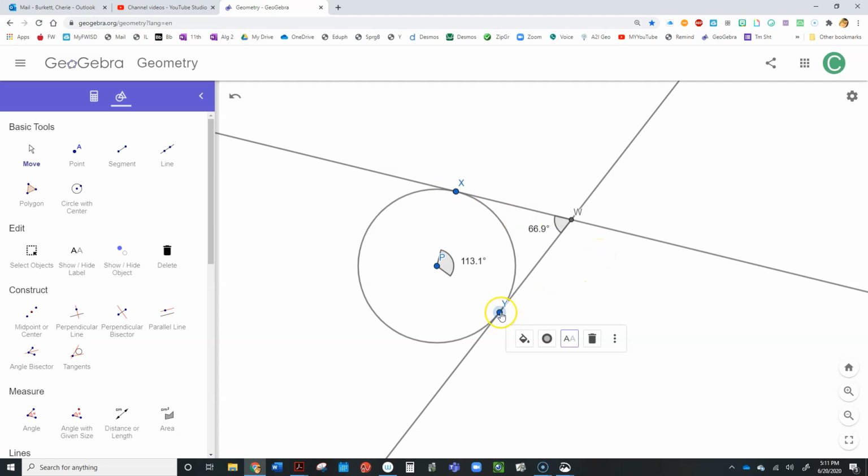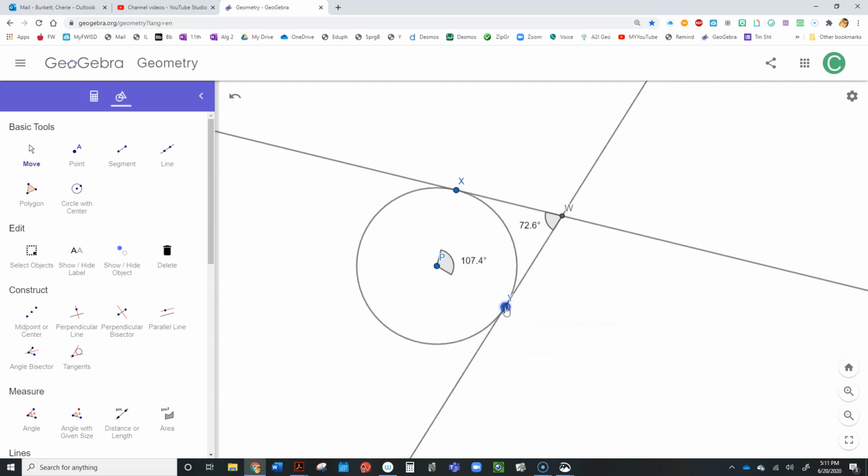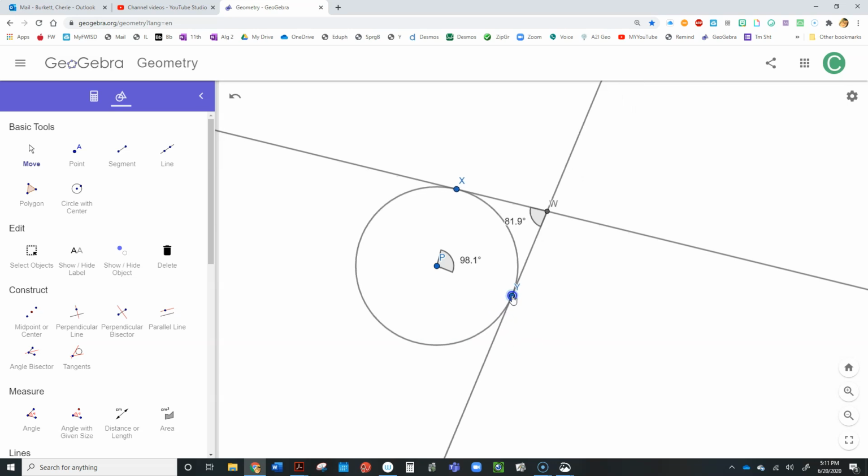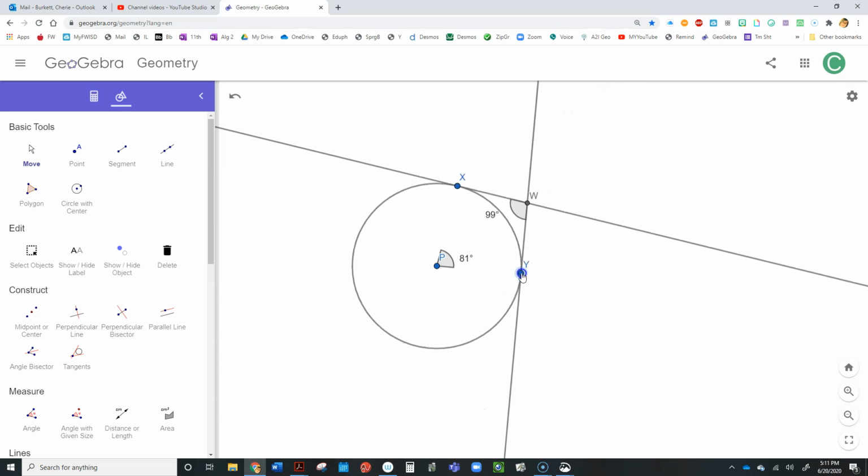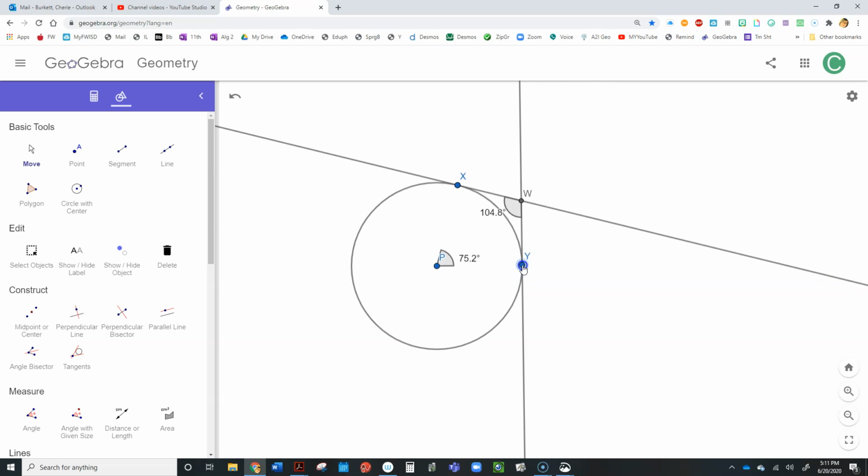It says now let's change this angle. So I really don't want this circle to change sizes, and I know that there is a way for me to lock that circle so that it won't change sizes, and I cannot remember how to do it. So I played with it for several minutes, and then I thought I'm wasting time. So I'm just going to move Y closer to X. I'm trying to keep the circle the same size, but it really doesn't matter.